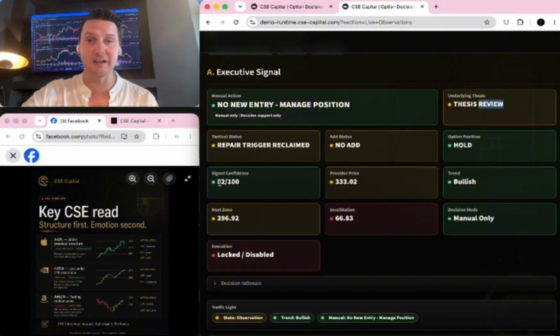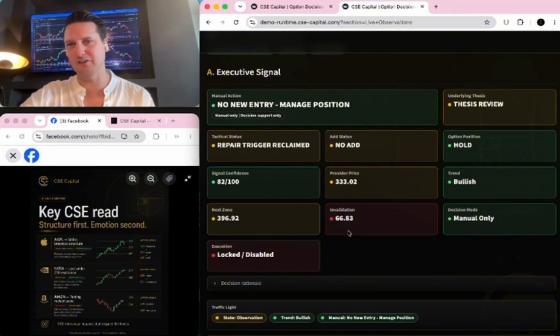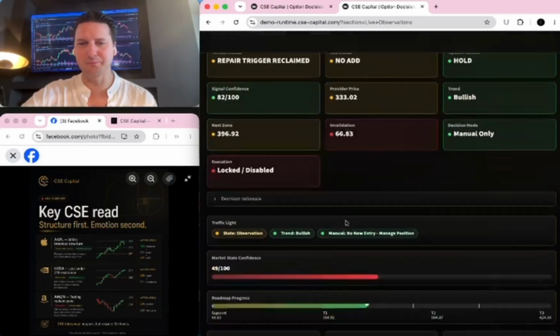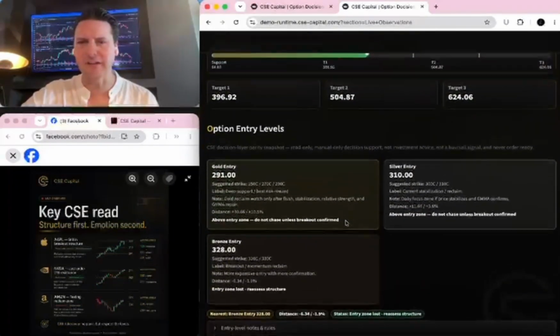The confidence is high in this one. The provider price is 332. The trend is bullish. The next zone. Invalidation, it says 66. And honestly, actually, I think the invalidation lies on 170. So this is the big macro invalidation. But the shorter in these theses is the invalidation actually 170. So I think I will recode it in the software because this is a little bit off. It's a little bit too far. But it's a calculation thing.